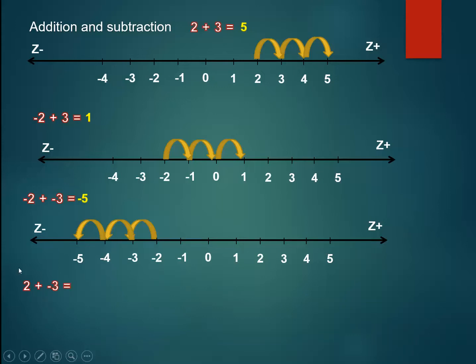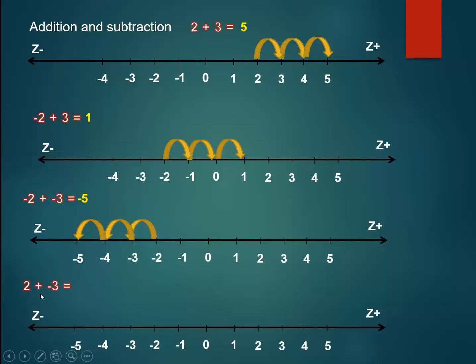2 plus negative 3. We said before, if it was plus and after this we have a negative sign, it means we will move backward. So stop at 2 and move backward 3 steps. 1, 2, 3, it will be negative 1. So 2 plus 3 equals 5, and negative 2 plus negative 3 equals negative 5.